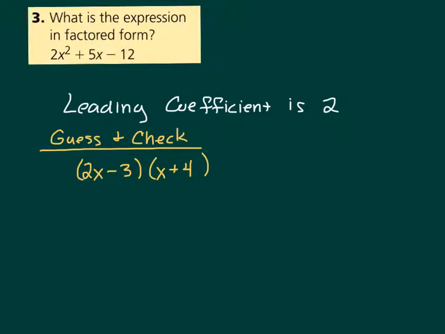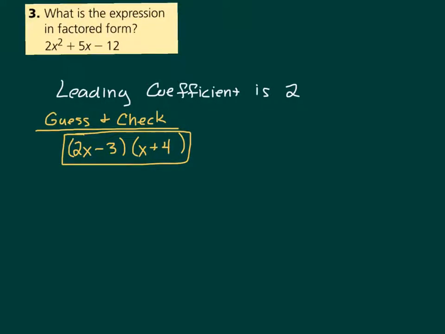And if we FOIL this out, we would get 2x squared plus 8x minus 3x minus 12. So we have these two, we covered that already. And those middle two terms, the outside, inside part of FOIL, plus 8x minus 3x, 8x minus 3x is 5x. So this is our factored form. I like to call it guess and hope. Awesome possum.